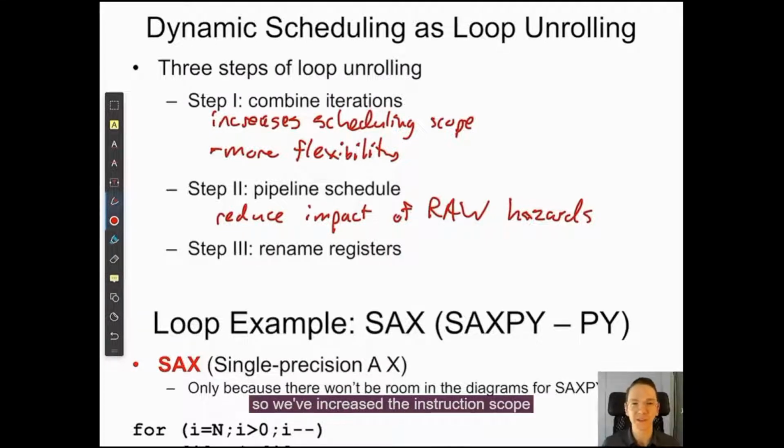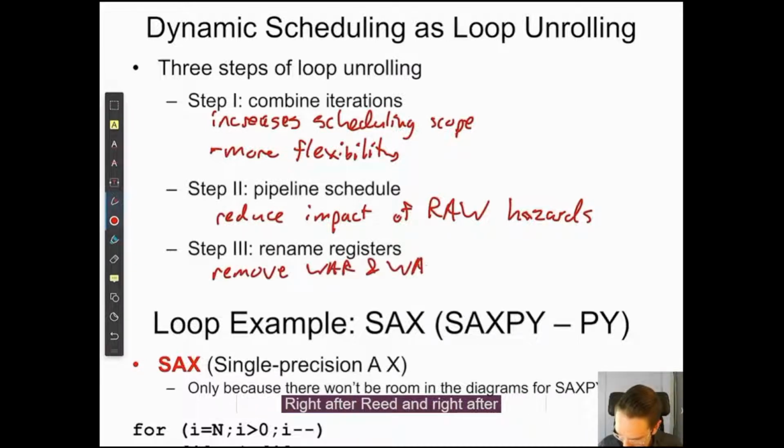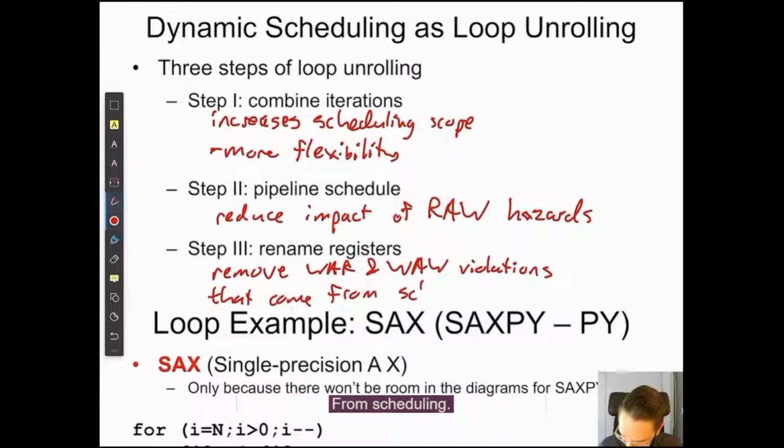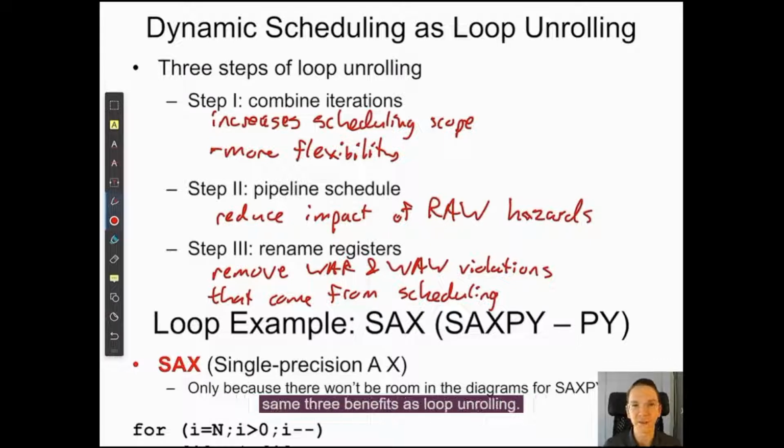Okay, so we've increased the instruction scope and we've reordered instructions to come up with a more rapid issue schedule. We may have introduced some write after read or write after write violations by instruction reordering. So step 3, loop unrolling, performs register renaming to remove write after read and write after write violations that come from scheduling. So at the highest level, that's the idea of loop unrolling as a static optimization to improve the instruction schedule. And what we'll see in this video, in this example, is how Tomasulo's algorithm achieves these same 3 benefits as loop unrolling.